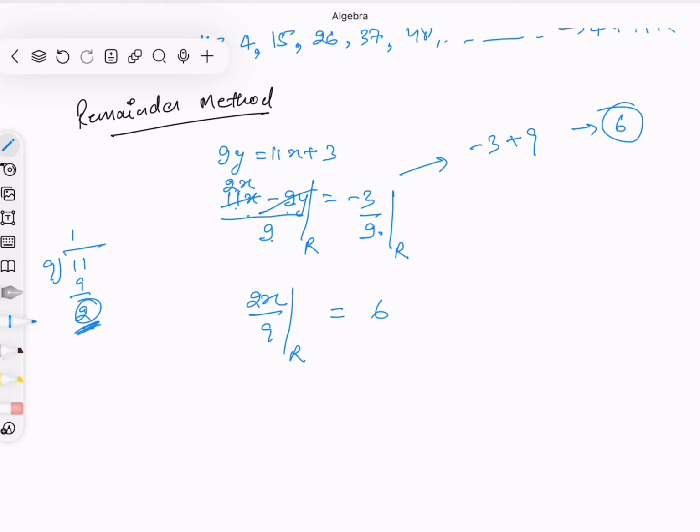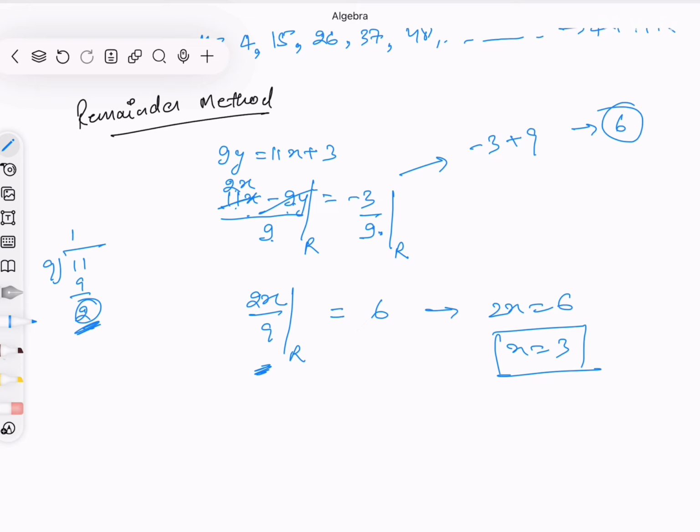So this cannot be solved further. So this will be 2x equals to 6, so x will be 3. As I said, it is very quick, but it is very cheeky. So make sure that you have a good hold on that.